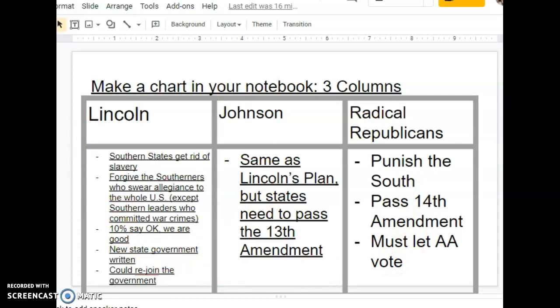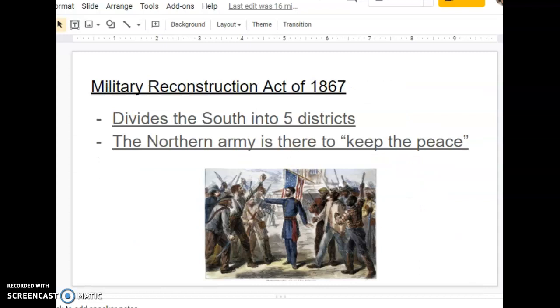Again, remember to pause the video if you need to. Okay, so moving on, below the chart, you can start writing your other notes. So part of the Radical Republicans plan was the Military Reconstruction Act of 1867, which brought the Northern Army into the South to kind of keep the peace between the angry South, who had just lost the war, and helped to organize what was going on with the 4 million free people that were now in the South.